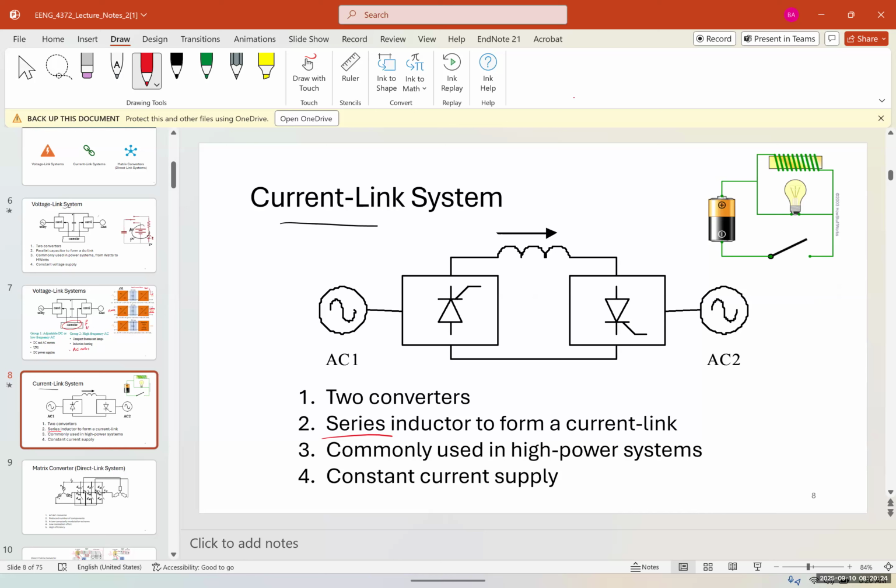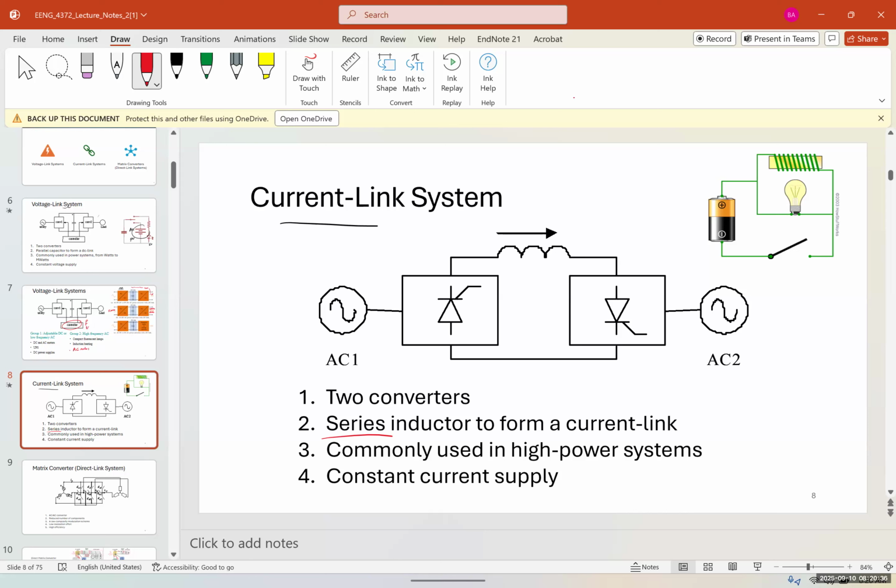One thing that you may remember from electronics is that capacitors are very good at storing voltage. Inductors are very good at storing current. Okay, so whenever you need to regulate or filter a current, you would need an inductor. For voltage, you need a capacitor or battery.